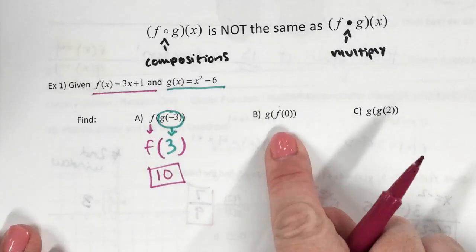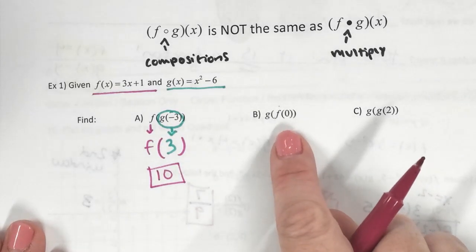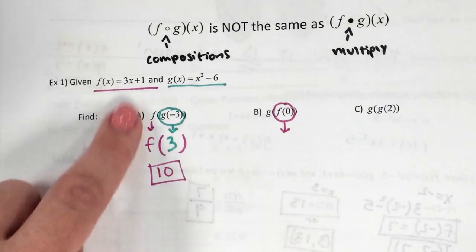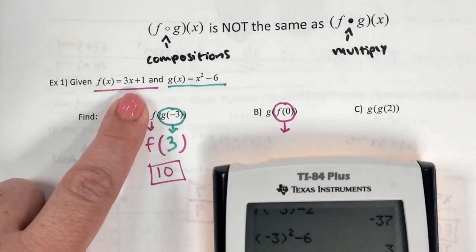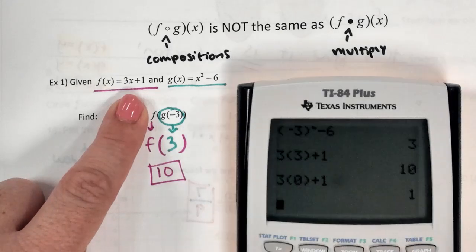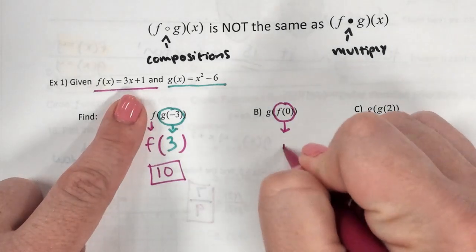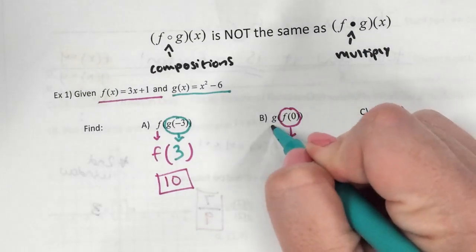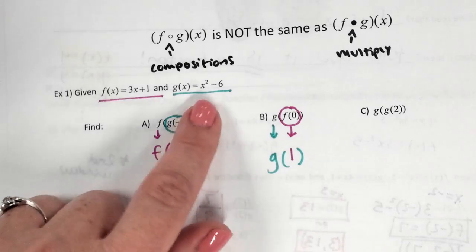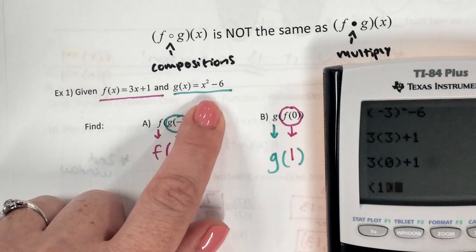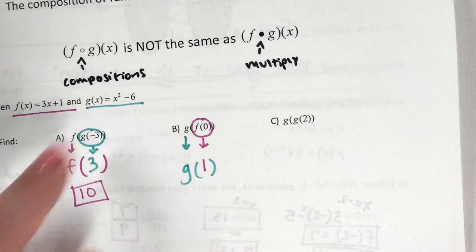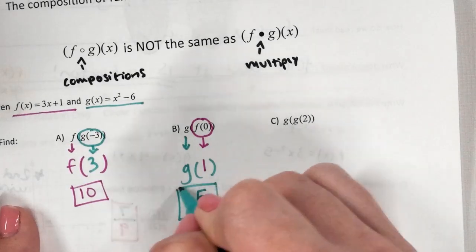So again, ignore the outside. We're just looking at the inside. What's on my inside? F of 0. So we're going to plug that into my f equation. This is f. So 3 times 0 plus 1. And what does that equal? 1. So my new inside is 1. But what do I have on the outside? A g. So now I'm going to find g of 1. So g equation is this. So I have 1 squared minus 6. And what does it equal? Negative 5.